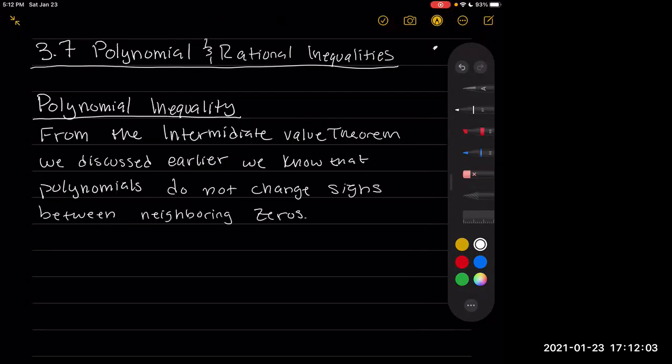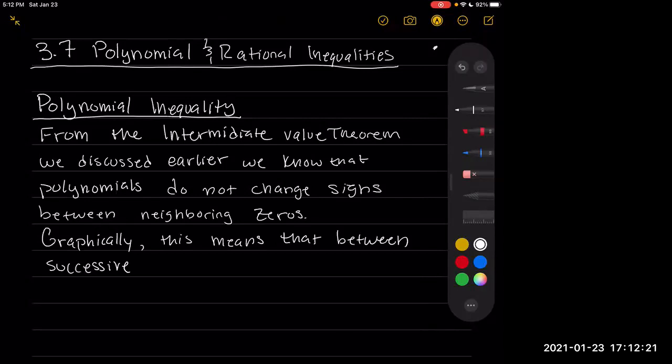So graphically, this means that between successive x-intercepts, the graph of our polynomial p is entirely above or below the x-axis.